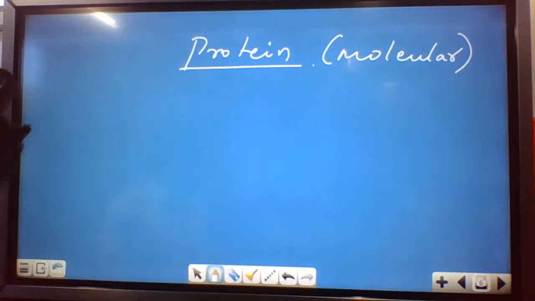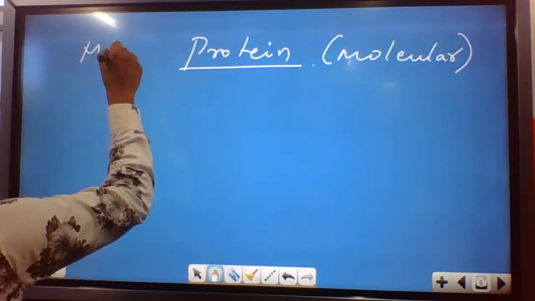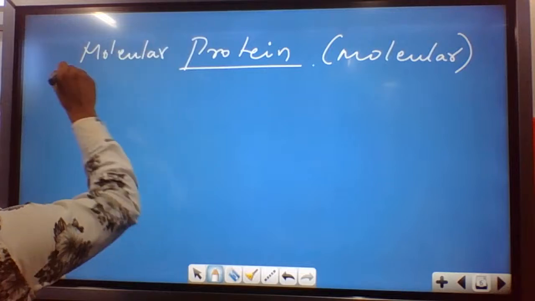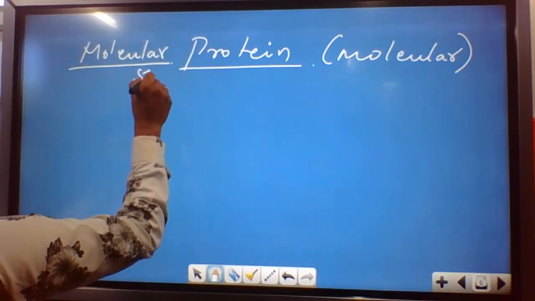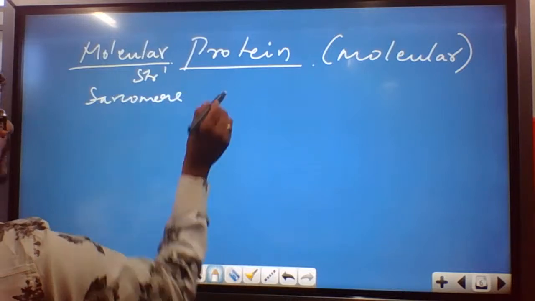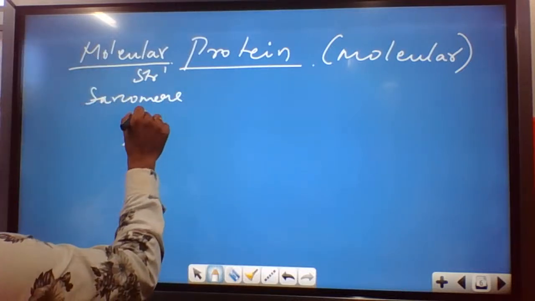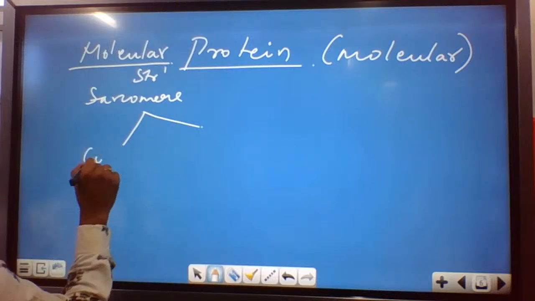We discussed about the proteins which are present in what? Present in this particular sarcomere. So, molecular structure. What we saw first was the general structure. Now we are going to discuss the molecular structure of the sarcomere. Coming to the molecular structure, we have four types of protein. If you ask how to divide them, we differentiate them into two types actually.